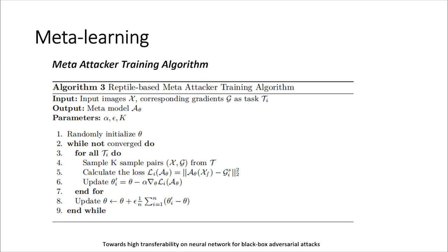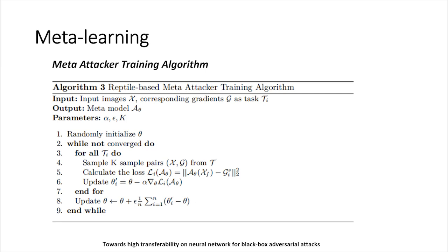Due to the inherently different attributes of classification tasks, the training process of the meta attacker samples each task Ti. In each iteration, we extract k samples from the task, calculate the loss Li, and then update the model parameters theta to theta prime by using the gradient descent method.